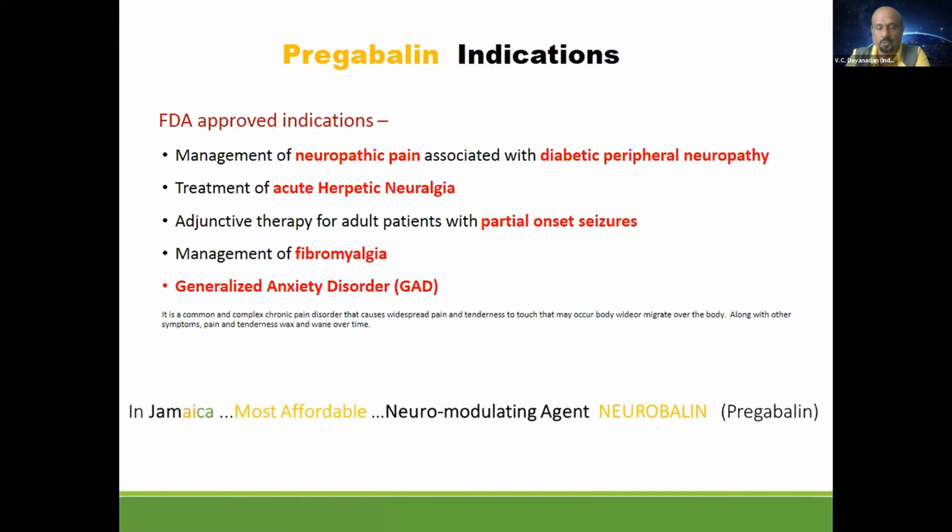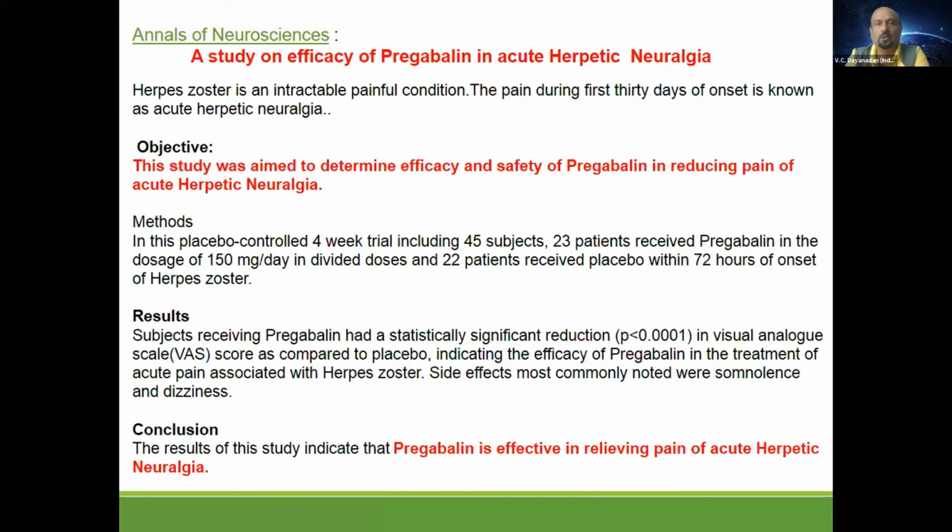These are some of the indications where pregabalin is being used or recommended by dermatologists and other specialists also. And quite a good number of studies are available, especially in case of herpetic neuralgia. We know it is found to be very effective in comparison to placebo, where double-blind studies have been done, where pregabalin is very effective in relieving pain of acute herpetic neuralgia.